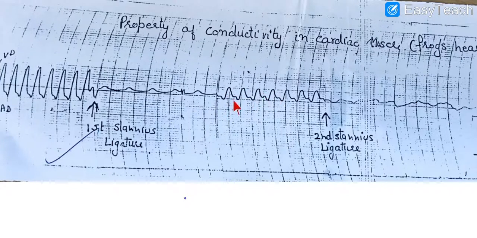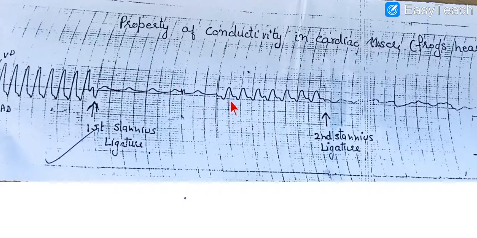But what you can see, the rate is reduced as well as the height is reduced. So this was the sinus rhythm, and now this is atrial rhythm, because we have tied the thread in between sinus venosus and atria. That is called the first Stannius ligature. So you can say the first Stannius ligature has been applied over here, which has resulted in the stoppage of the conduction of impulse generated in sinus venosus to the atria.